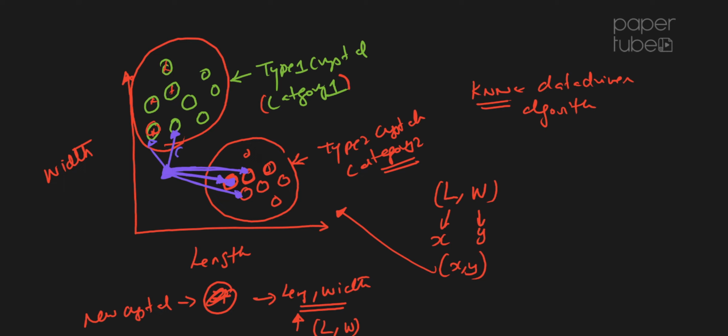So it will calculate the distance between these data points, and then it will check the distance between this new data point and the data points in cluster 1, and then the distance between the new data point and the data points in cluster 2 or category 2. And then it will set the rule.